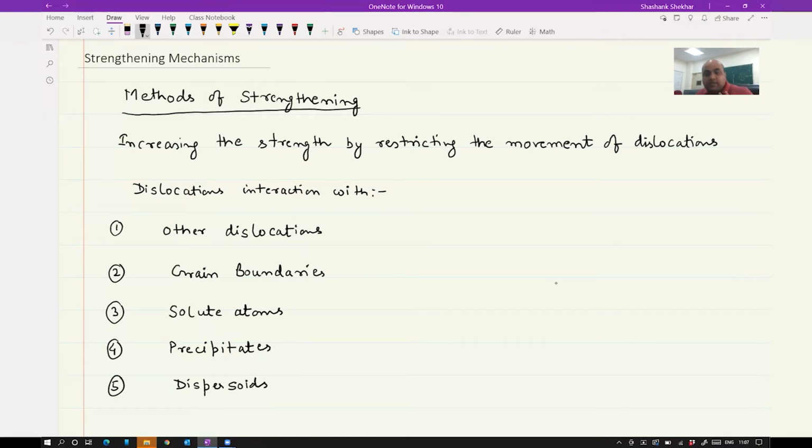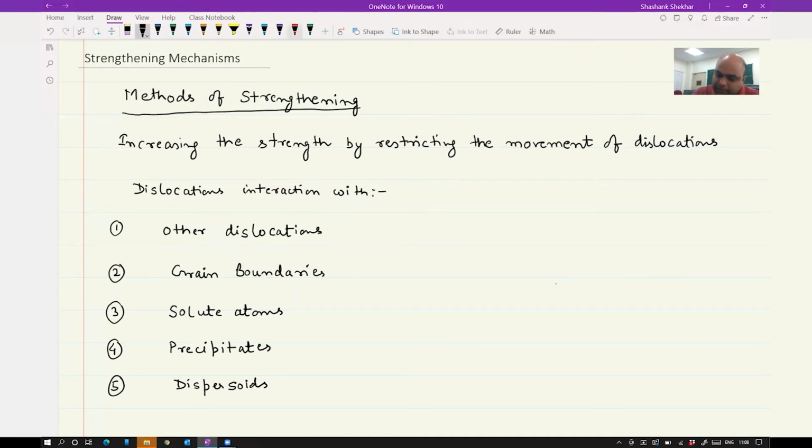I'm going to discuss all of them, right? I'm also going to talk about what the different precipitates are, how these precipitates form, what dispersoids are, etc. Dislocations you already know. Grain boundaries you also know. Solute atoms you also know, right? So we are going to discuss all of them one by one.